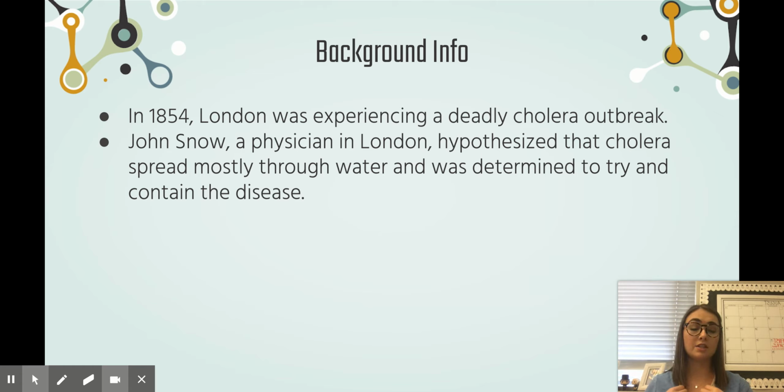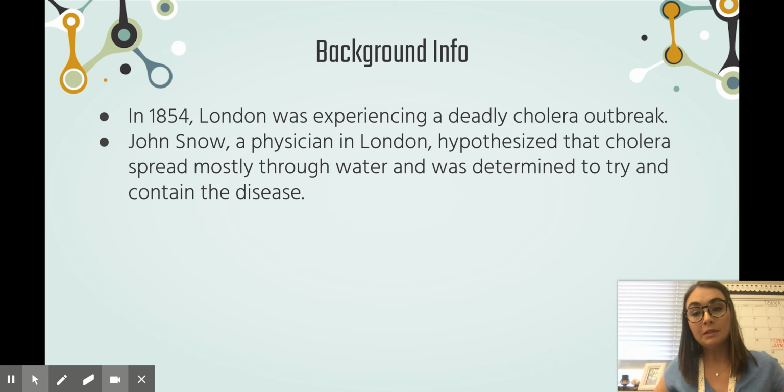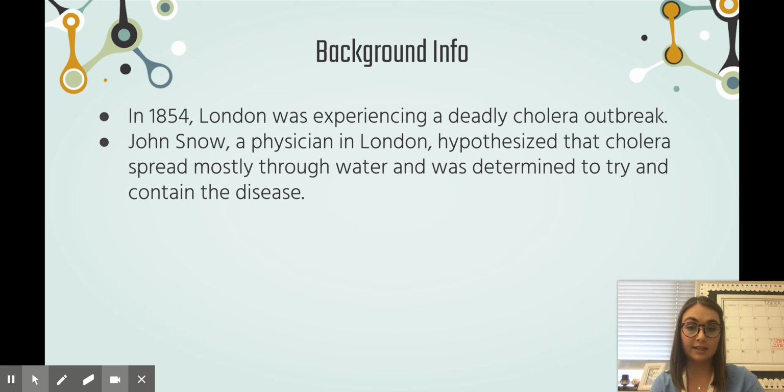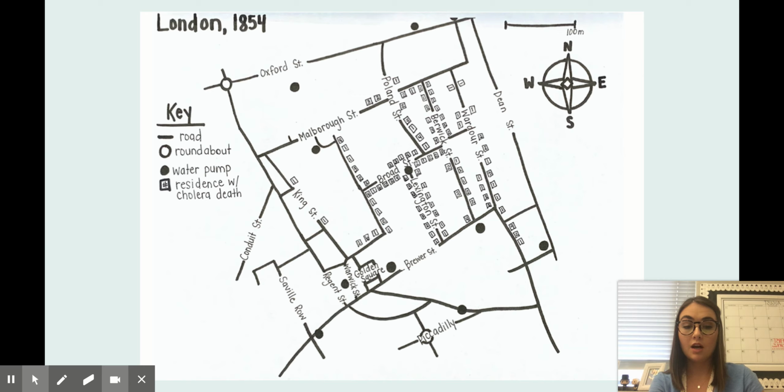He was a physician in London, and he hypothesized that cholera spread mostly through water. And so he was determined to use that hypothesis, prove it right, and contain the disease before it spread even worse. So what he did was he went through the streets, a bunch of streets where so many people had died, and he literally tallied how many people had died in each house.